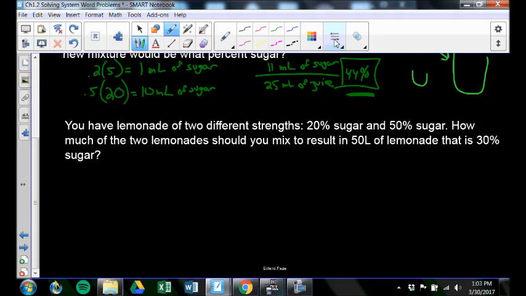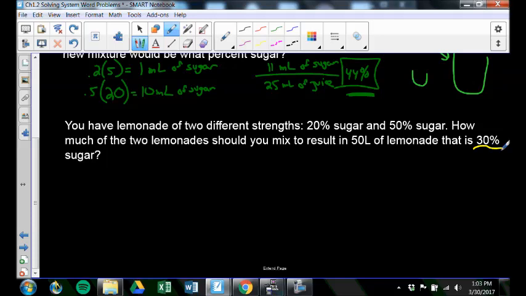So we're making a ton of lemonade here. Maybe we're going to try and sell it all. Maybe we're going to try and give it to all the football teams at a football camp. That's a ton of lemonade. I shouldn't say ton, because it's probably not literally a ton. It's a lot of lemonade. And we wanted to come out just right to 30% sugar.